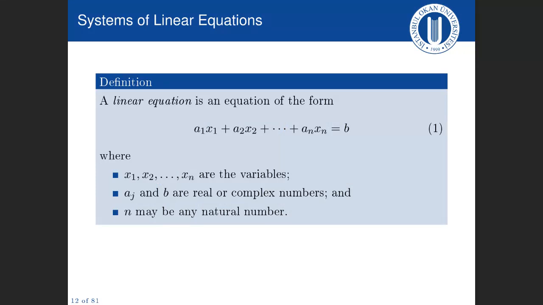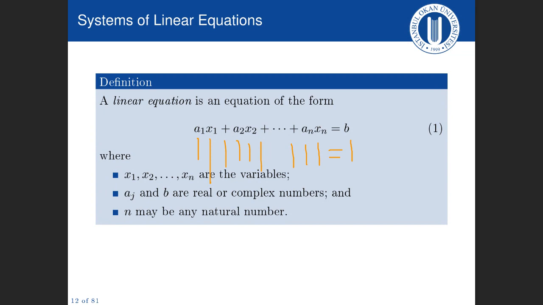A linear equation is an equation which looks like this. We have some variables, x1, x2, x3, etc. And we have some numbers, a1, a2, up to an, and b are numbers. They might be real numbers, they might be complex numbers. If we have an equation which looks like number variable plus number variable plus, and so on, plus number variable equals to number. If it looks like this, then it's a linear equation. If it doesn't look like this, then it's not a linear equation.